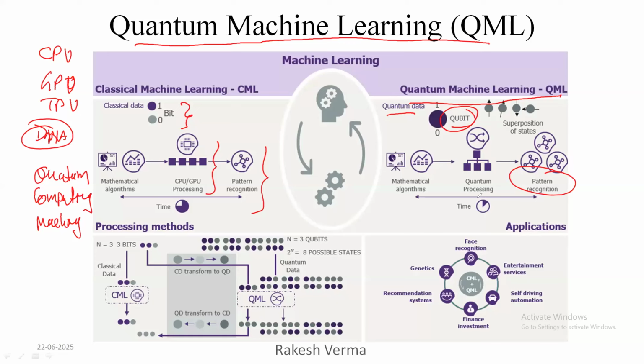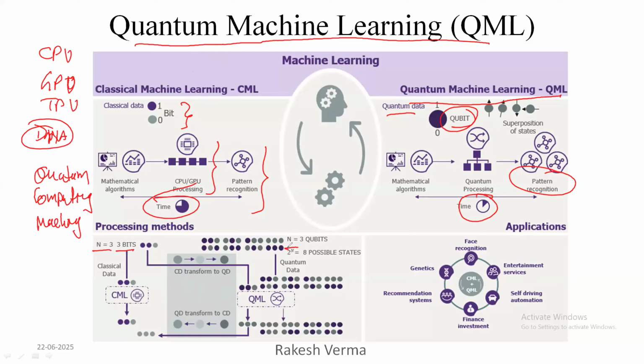You can see the time taken by QML, quantum machine learning, is much shorter than the time taken by traditional classical machine learning. So that is the concept of quantum machine learning. And you can see n equal to 3, so 3 bits are there. CML, classical data is there. So it performs the classical data transform to quantum data transform to this one and this one.